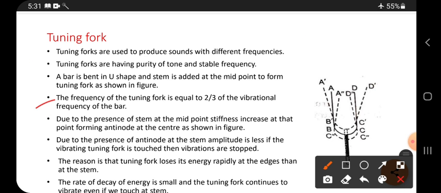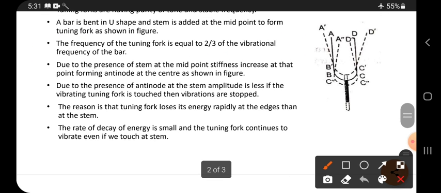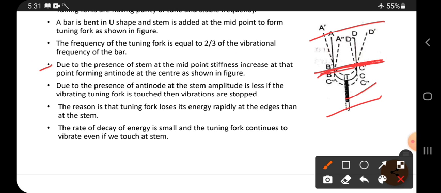The frequency of the tuning fork is equal to 2/3 of the vibrational frequency of the bar. So we take 2/3 of the frequency of the bar for the tuning fork. Due to the presence of the stem at the midpoint, stiffness increases. The midpoint is from here up to here. Stiffness increases at the point, forming an antinode at the center as shown in the figure.